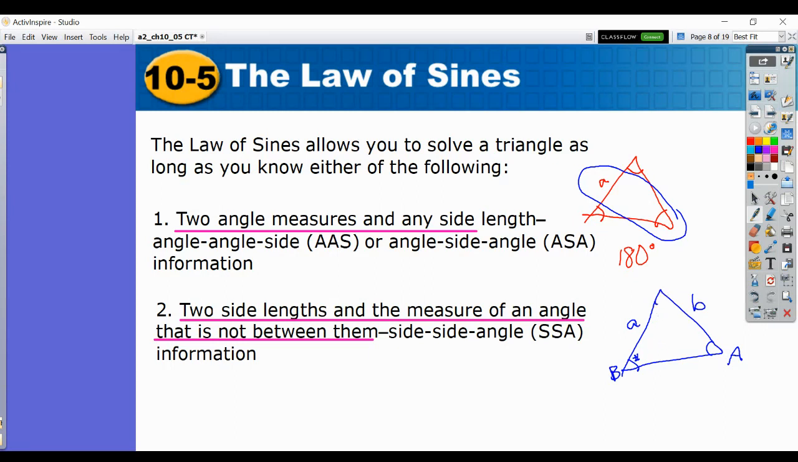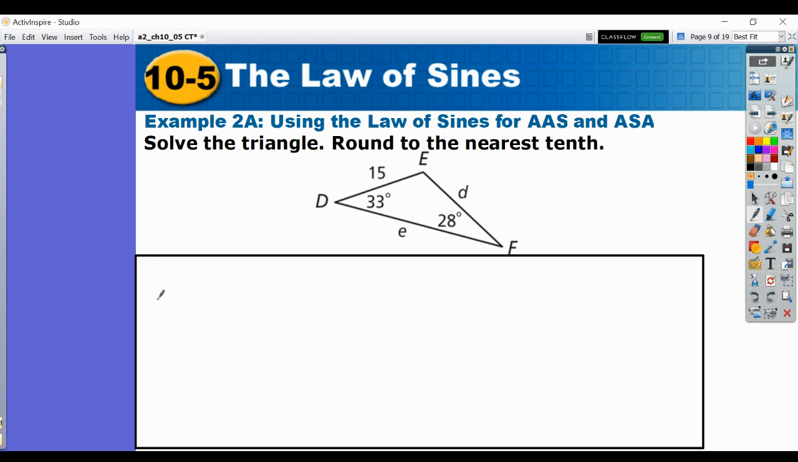If I had the angle in between here, if I had angle C and sides A and B, then in my proportion, I wouldn't have any 3 of the 4 parts. So what I mean by that is you have to have the sine of an angle. When you set up a proportion here, you have to have 3 of these 4 numbers or you can't solve it.